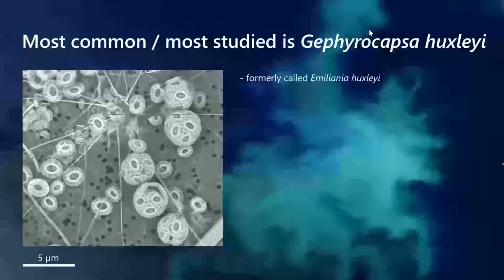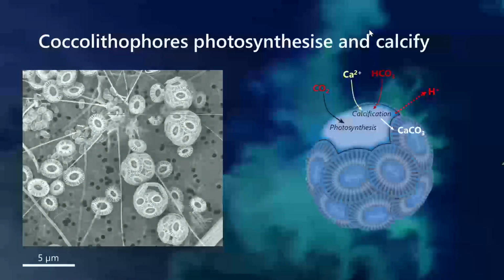The most common or the most studied coccolithophore is Gephyrocapsa huxleyi. I'm not a biologist, so I am learning how to pronounce these Latin names. It was formerly called Emiliania huxleyi, and for the rest of the talk I'm going to call it EHUX or GHUX, so I do not have to say these Latin names again. This is the most studied one, but there are also many other species present.